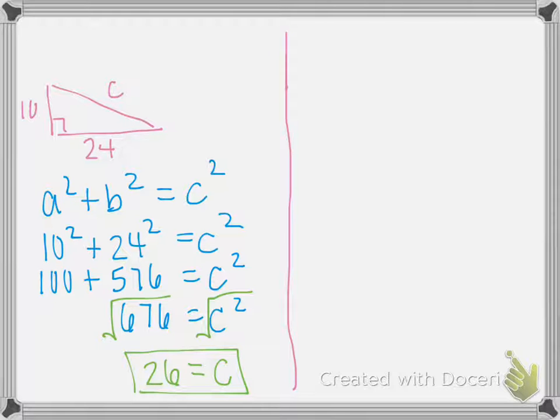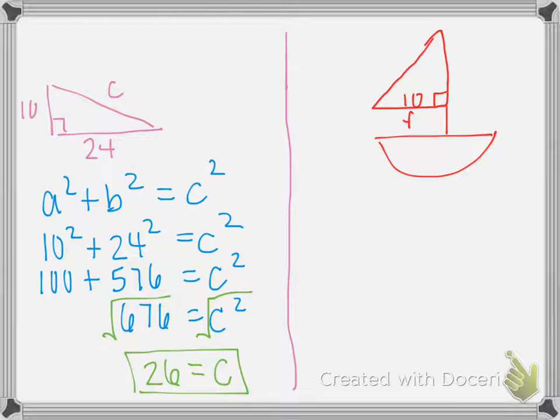Now say we had another triangle, but we're missing one of the legs. So for example, let's say we had a sailboat. This is my sailboat. We know the leg down here is 10 feet. We know the length of the sail is 20 feet. And I'm missing the height. So this forms a right triangle. So we can find the height of that by using Pythagorean Theorem.